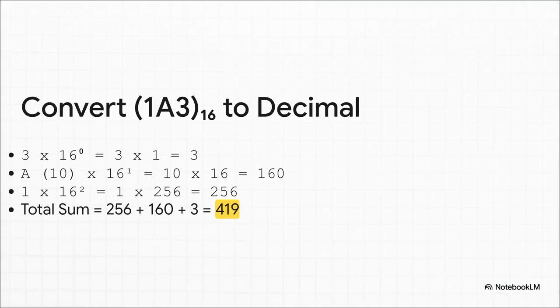Let's take the hex number 1A3. We're going to work from right to left, starting with position 0. So the 3 on the far right is in the zeros spot. We multiply it by its base, 16, to the power of 0. Anything to the power of 0 is just 1, so that gives us 3. Next up is A, which, remember, is just 10 in hex. It's in the ones position, so that's 10 times 16 to the power of 1. And finally, the 1 is in the 2's position, so that's 1 times 16 squared. You just add those results up, and boom, you get 419.